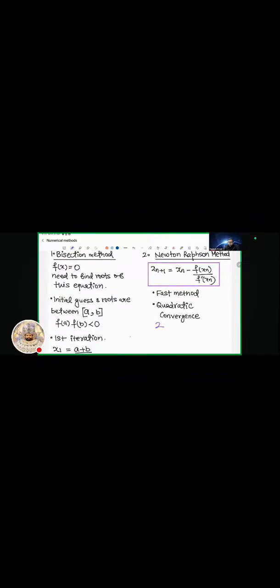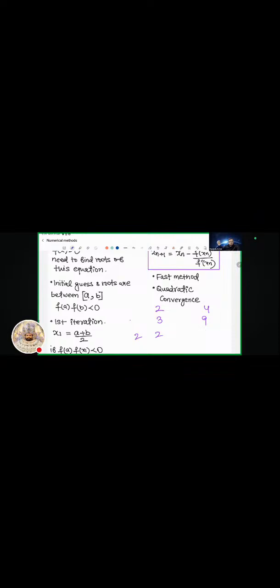So please note down this formula, Newton-Raphson method. You should always remember this method is used for what purpose? Finding the roots. So if we already have bisection method, why Newton-Raphson method? Because Newton-Raphson method is a fast method. It has a quadratic convergence. Quadratic convergence means if you do 2 steps, you are 4 times close to your answer.